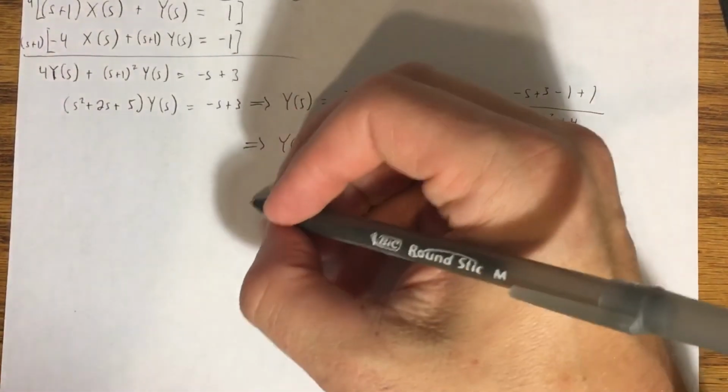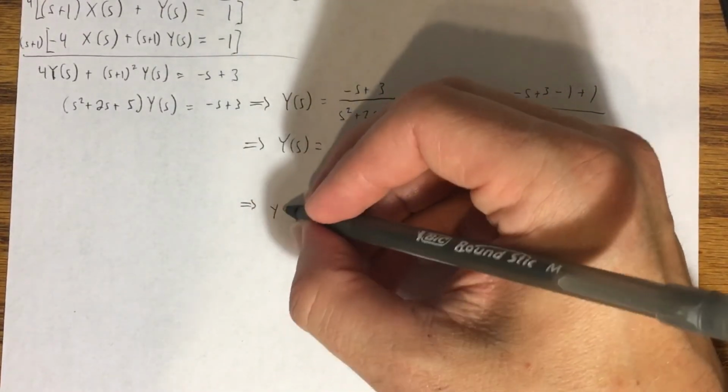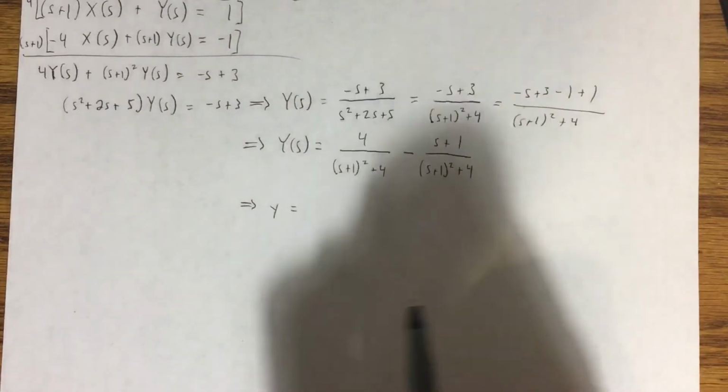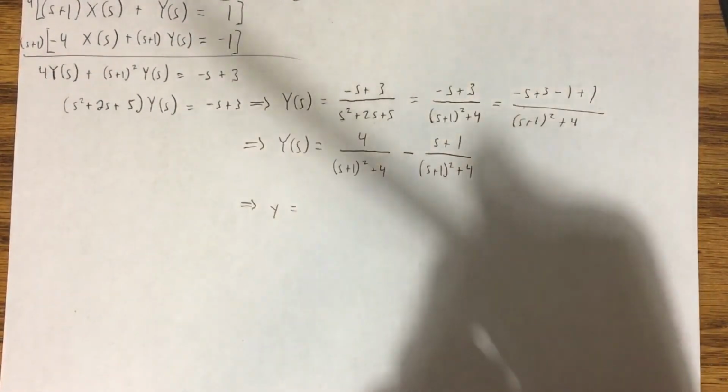Okay, so from the translation properties that we talked about previously, taking an inverse transform of this, that s plus 1 there is going to introduce a factor of e to the negative t.